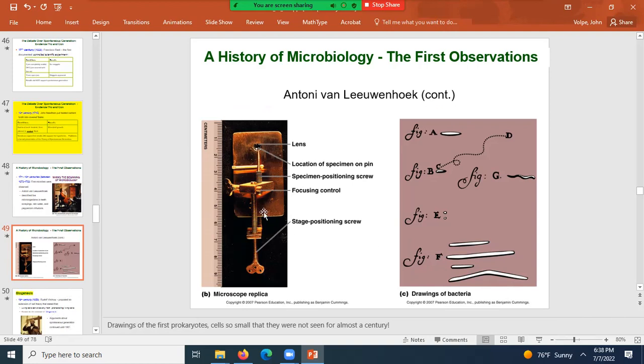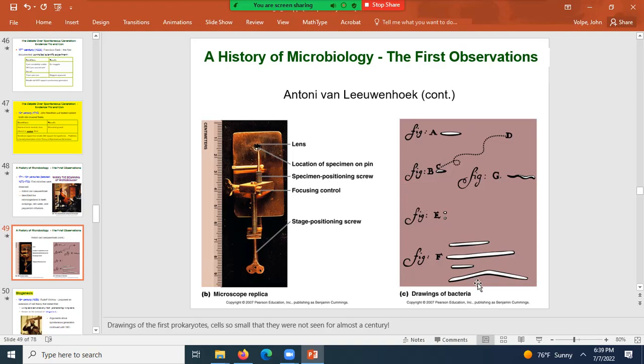As I stated, he made his own microscopes, and his microscopes are very simple. They only had one magnification lens, so it was a simple microscope, not a compound microscope. But he was such a good lens grinder that his microscopes could see things that other people could not see with the microscopes of their days. And his microscopes were so good that he actually saw cells that were so small that they were not seen again by other microbiologists for nearly 100 years.